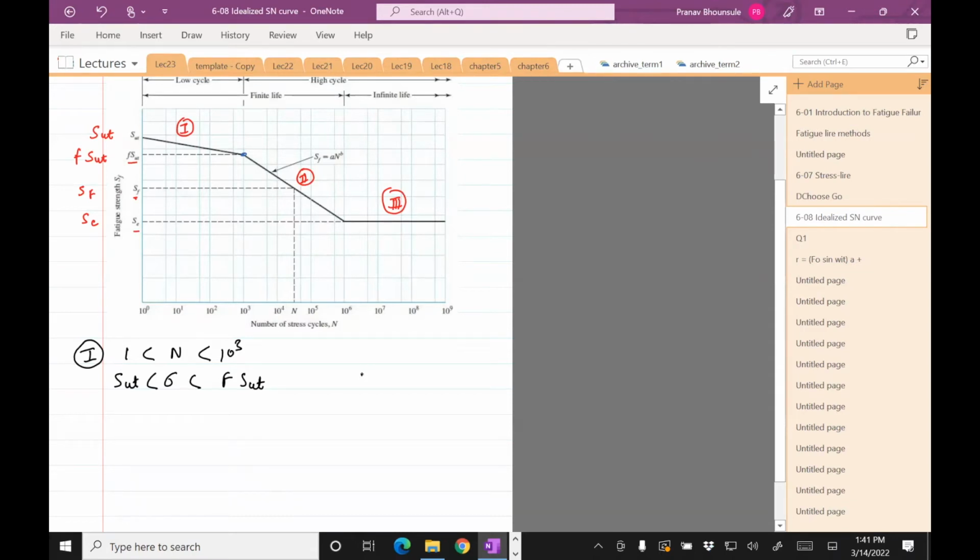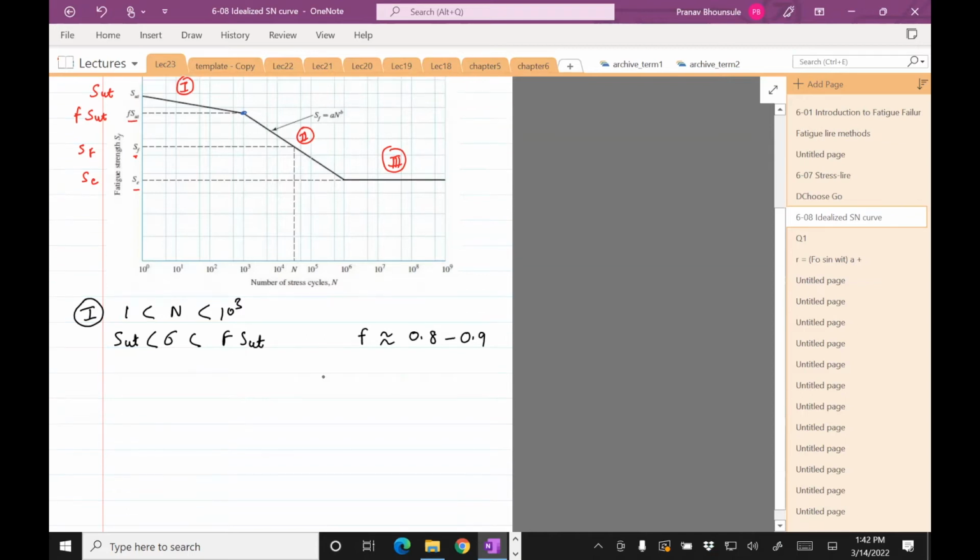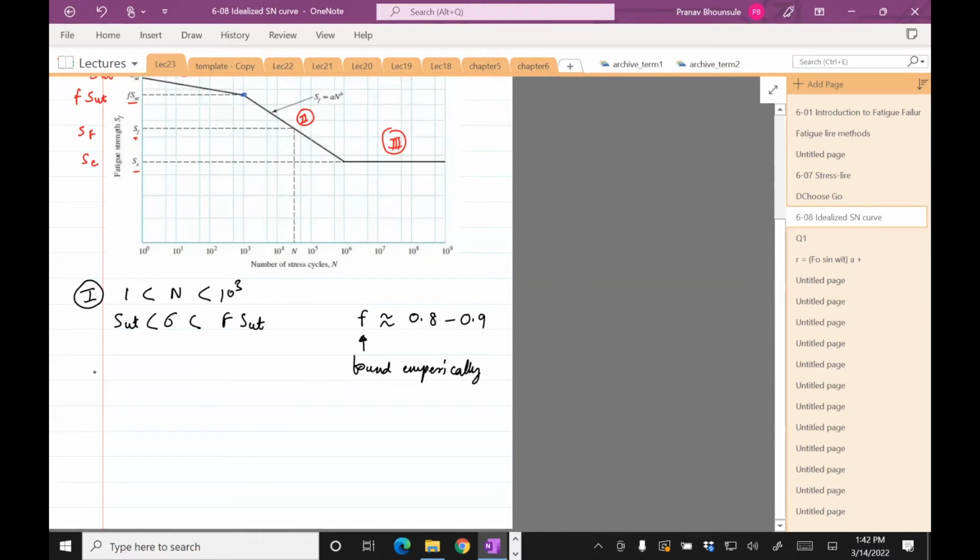And F is typically 0.8 to 0.9. You find that empirically. It's kind of easy to compute, because you know when the slope deviates at the 1000 cycle line, and so you can compute that.